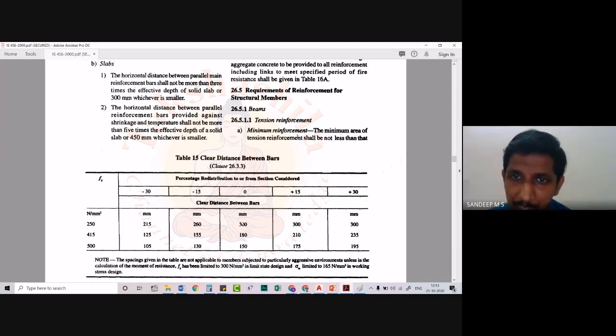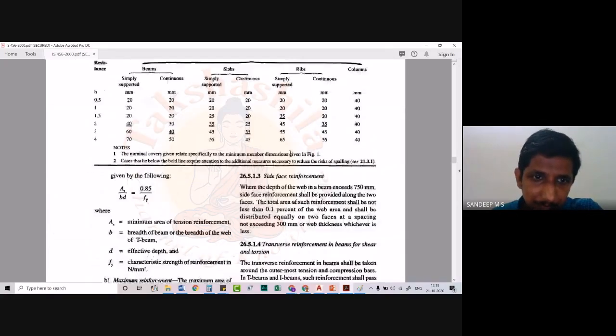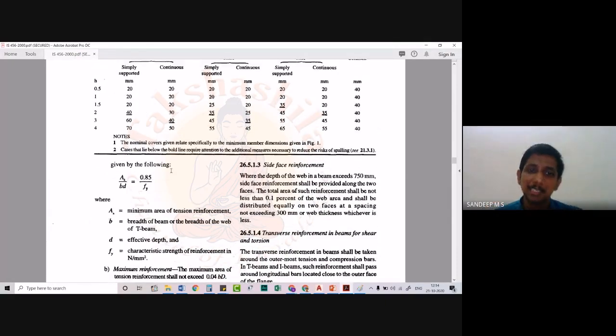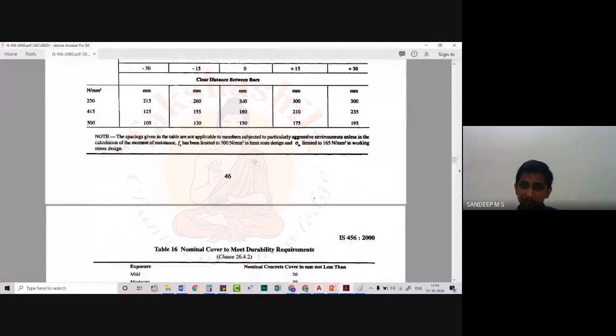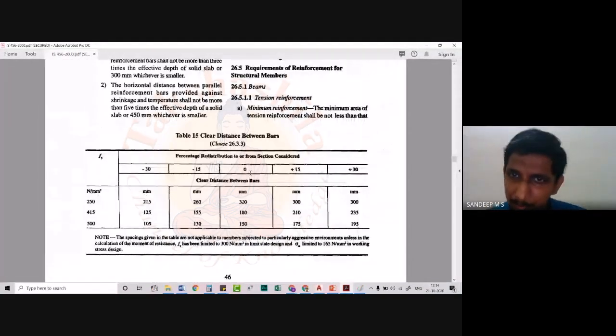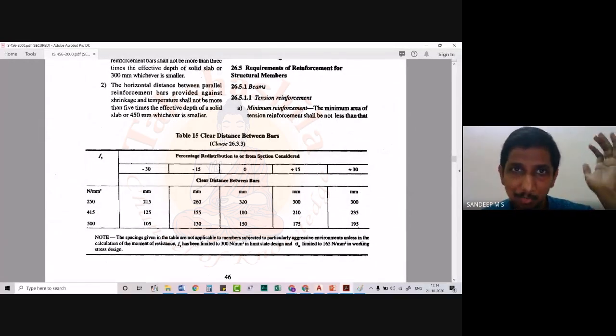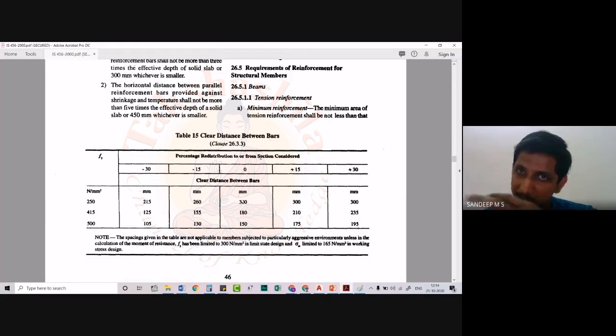The minimum area of tension reinforcement shall be not less than that given by the following equation. I hope you already remember this equation. Basically, in the tension zone, we need a minimum amount of reinforcement. In the first module, we had actually just worked out the amount of steel reinforcement that is required, but that is not the whole case. I might have mentioned there are a lot of conditions that should be satisfied.